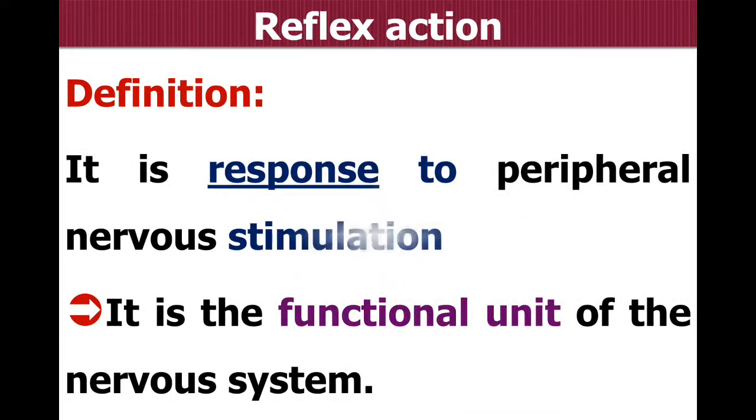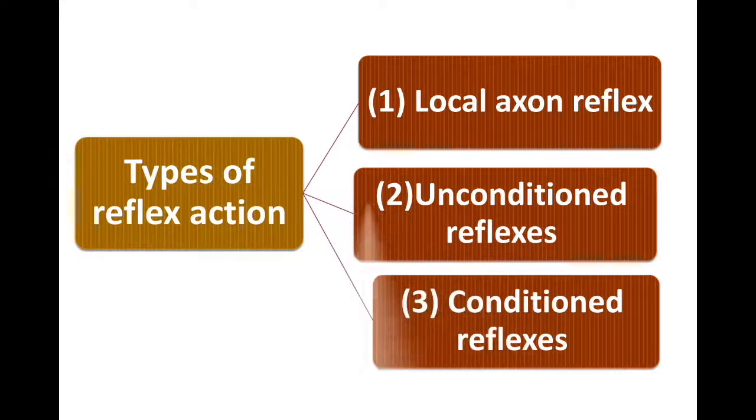Now we speak about the reflex action and reflex arc. Reflex action. What is the reflex action? It is a response to peripheral nervous stimulation, and it is considered the functional unit of the nervous system. There are three types of reflex action, including local axon reflex, unconditioned reflexes, and conditioned reflexes.